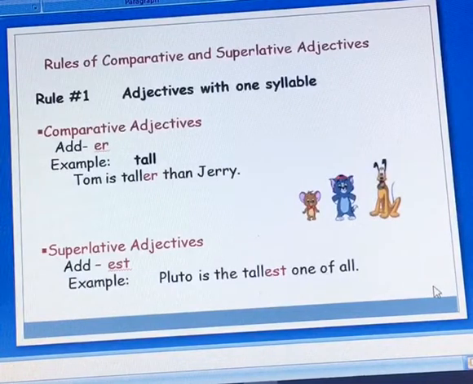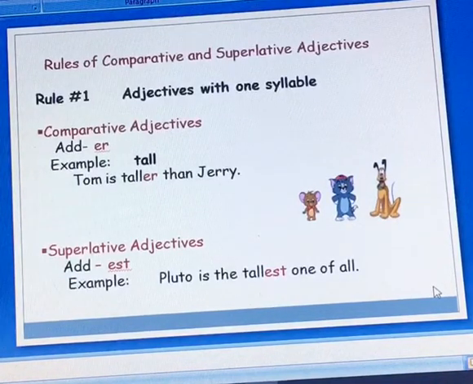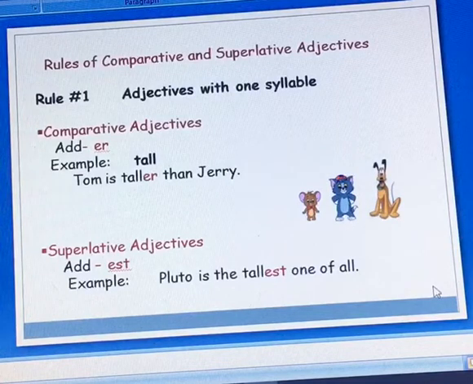Rules of comparative and superlative adjectives. It means how do we form comparative and superlative adjectives. Rule number 1. Adjectives with one syllable. It means short adjectives. For comparative adjectives, we add er. For example, the adjective tall. Tom is taller than Jerry.